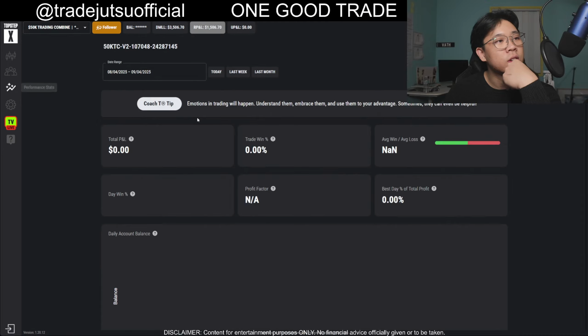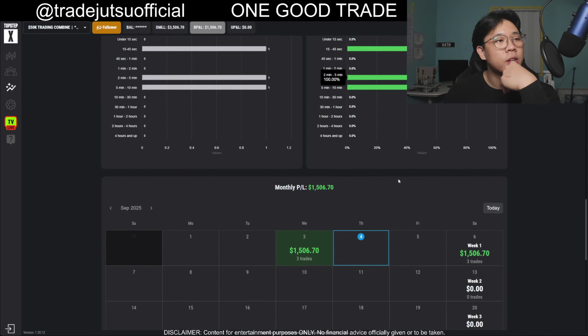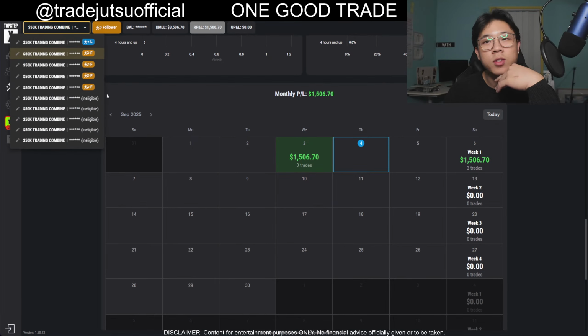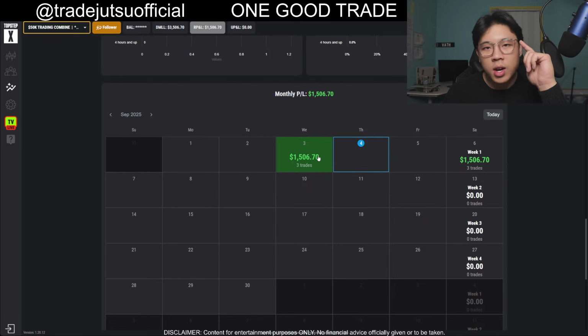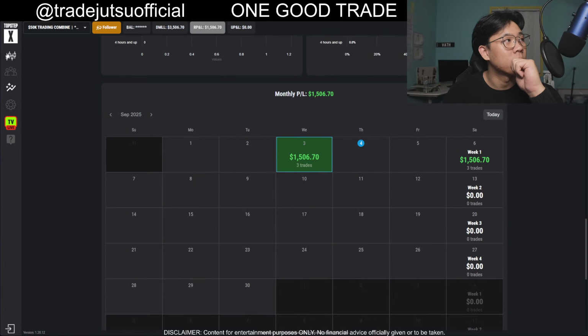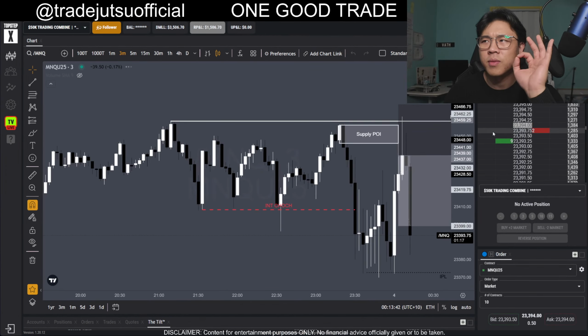Yeah, I don't know what else to say. We've done it. Day one of these 550k XFA combines on Topstep. Day one, one trade essentially, and we made the target. A few scale ins. I think it worked out pretty well. Very nice setup. Very nice setup.